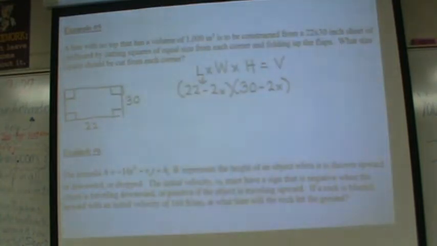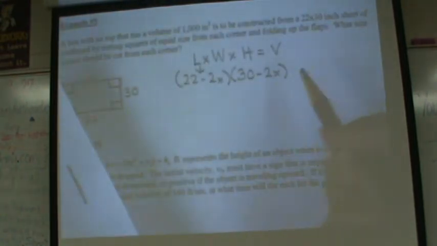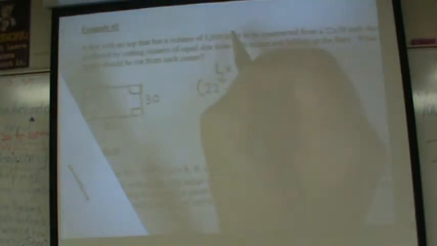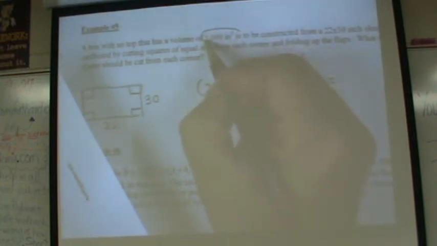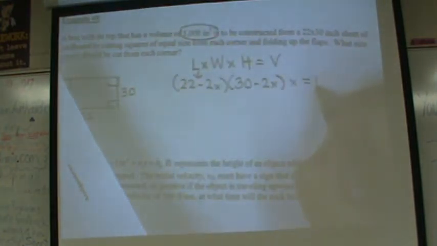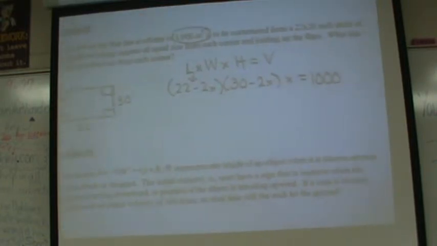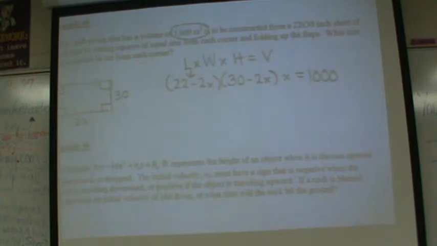Now, what would be the height? What would be this height right here? It would be x. And we're saying that our volume is 1,000. Everyone get that? Now I want you to type that in your calculator.